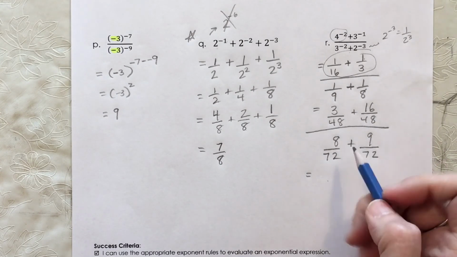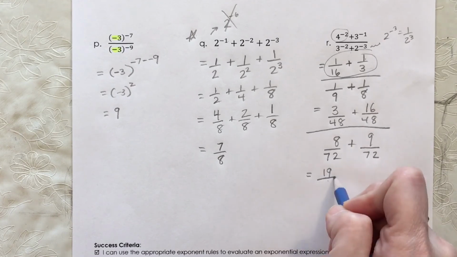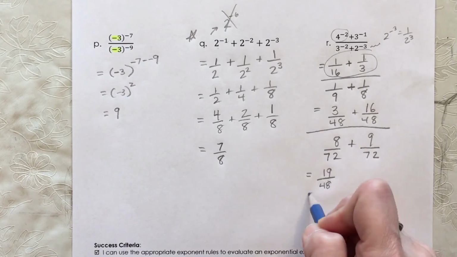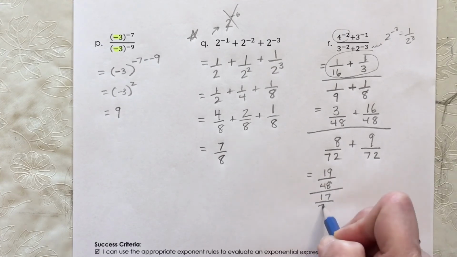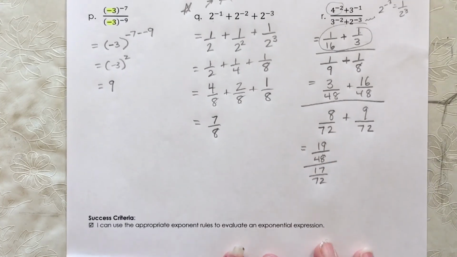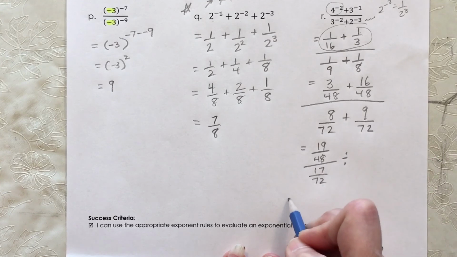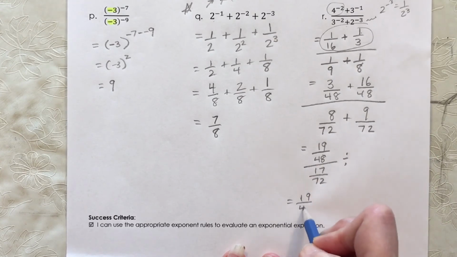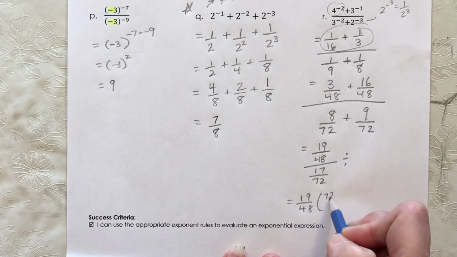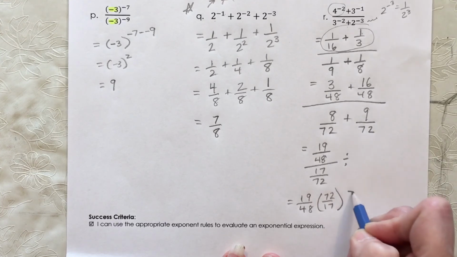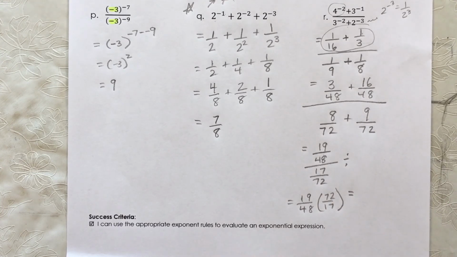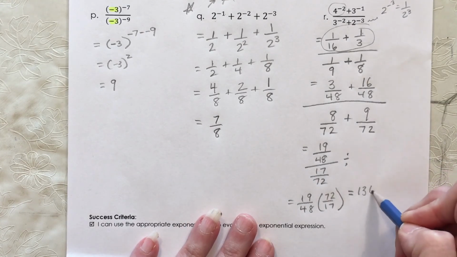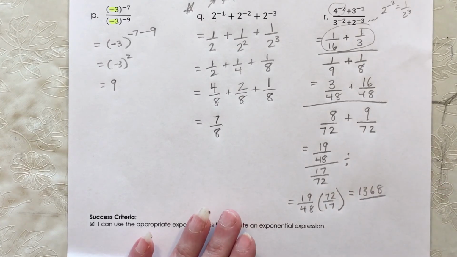So 16 and 3 is 19. 48ths divided by 17 72nds. So now we're dividing fractions. So we're going to multiply by the reciprocal, which is going to give us 19 times 72, 1,368 over 48 times 17.